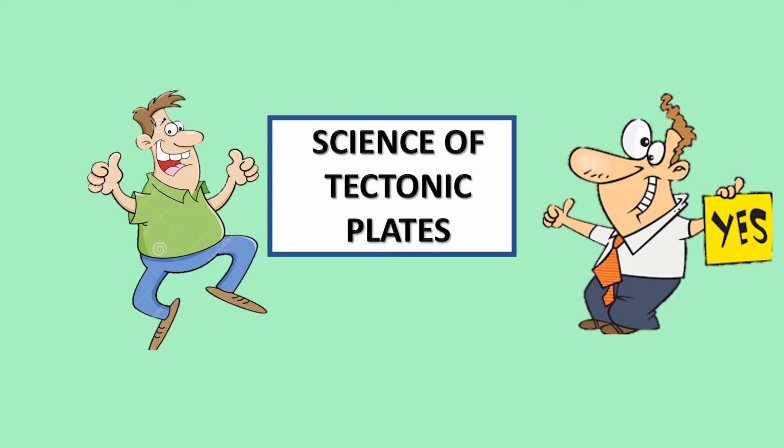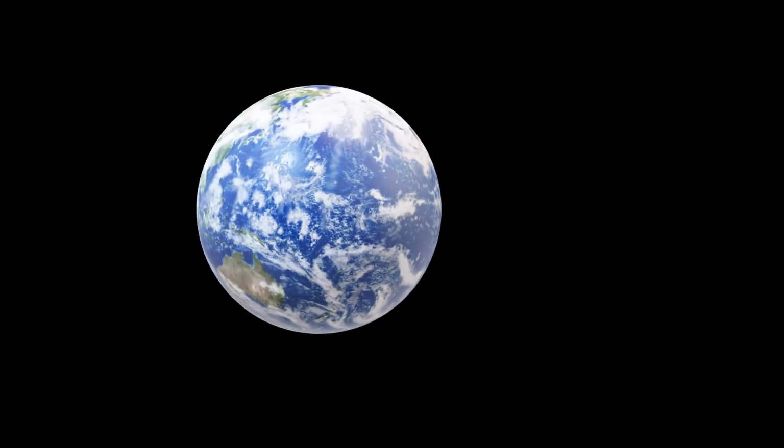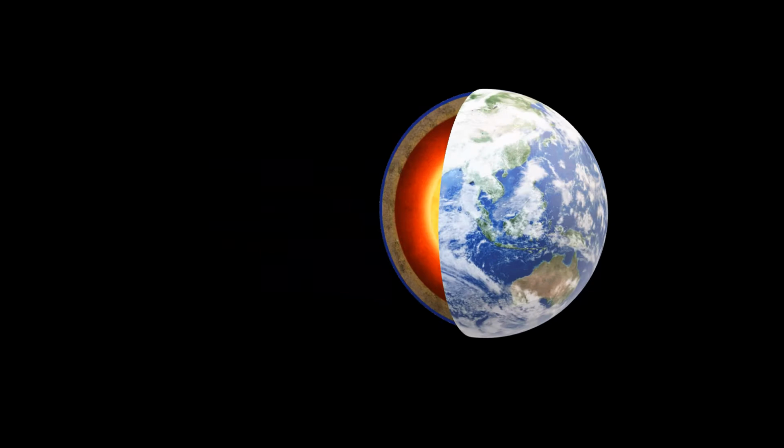Now, let us see how those continents really drift. As we all know, Earth is made up of 4 main layers called the crust, mantle, outer core, and finally the inner core.